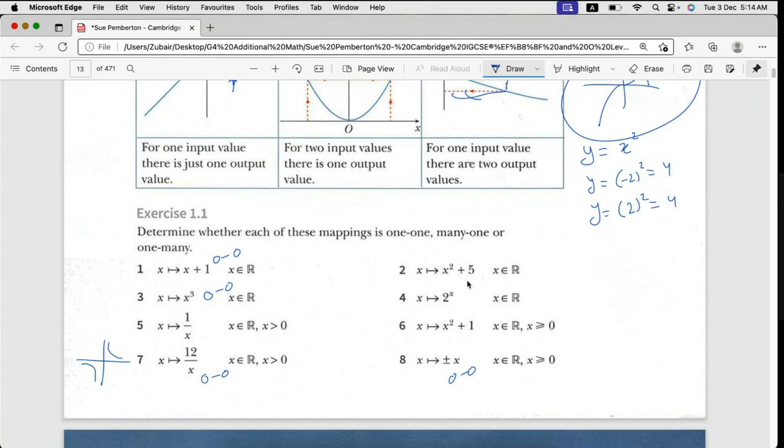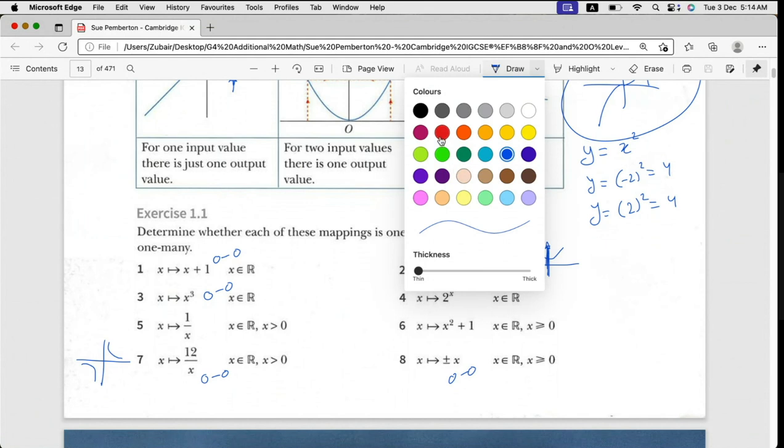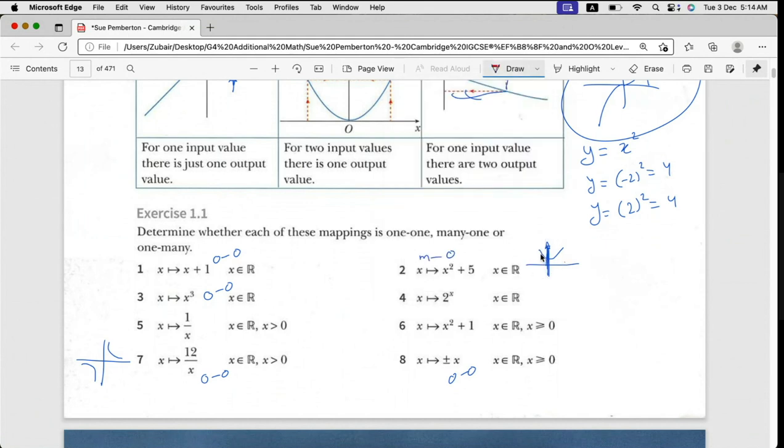Number 2, this is x square plus 5. So the sketch would look like this: x square plus 5 units above 0. This is many to 1. Different values of x would give the same value of y. For example, we take these two values, one value of x and second value of x. This gives the same y. This is many to 1.